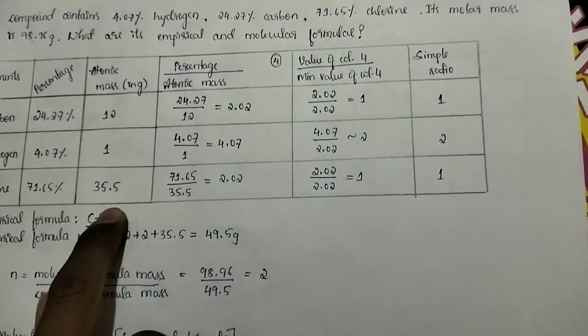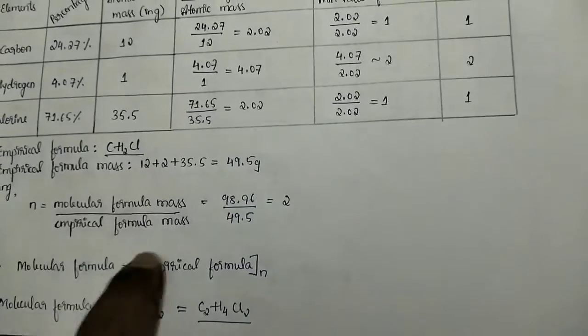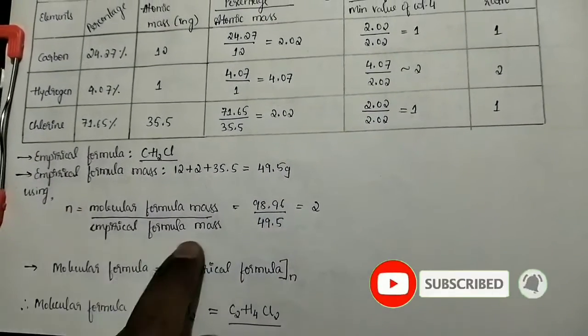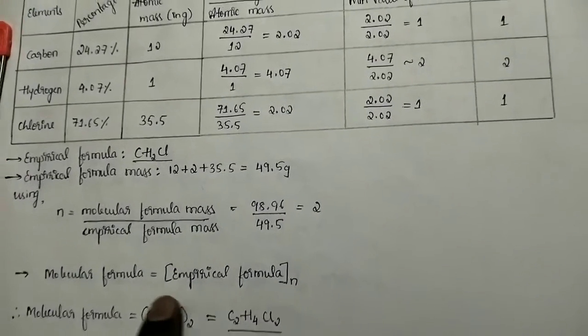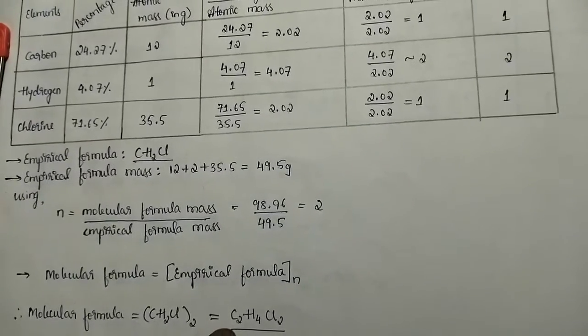This will be our empirical formula. From this we are going to calculate the empirical formula mass. From this we are going to find the value of n by the relation of molecular formula mass divided by empirical formula mass. Here in this case it's 2, and again the molecular formula is empirical formula times n. So we get the molecular formula as C2H4Cl2.